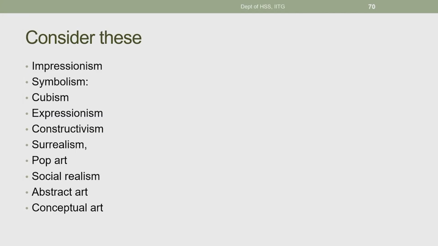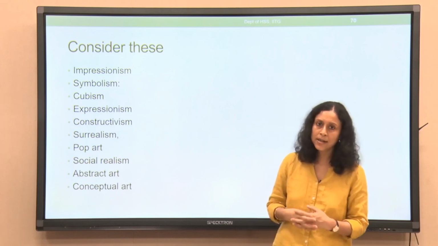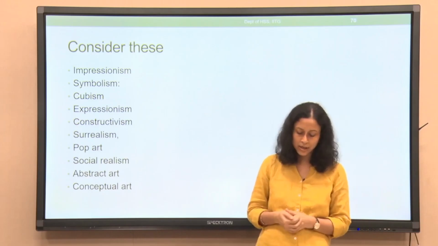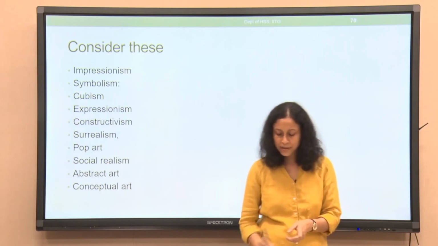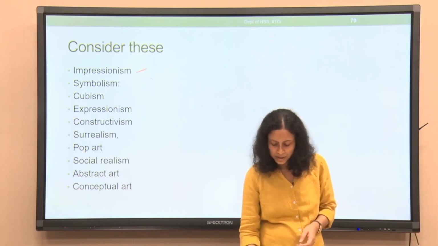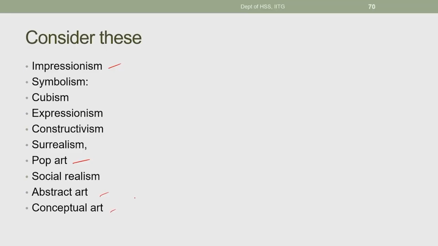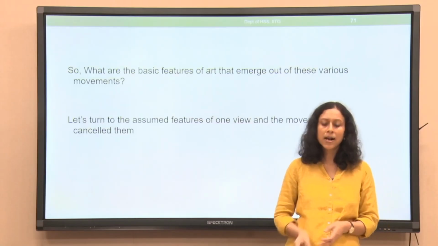These are only a few names, very few schools of thought, or types of art practiced over time. From impressionism to symbolism to cubism, I have not put them in any chronological order, it is just that there are all these possibilities. Impressionism, symbolism, and then abstract art and conceptual art are later forms of art, whereas these are older. There are only a few here, but there are so many more. How do these various schools of art differ?